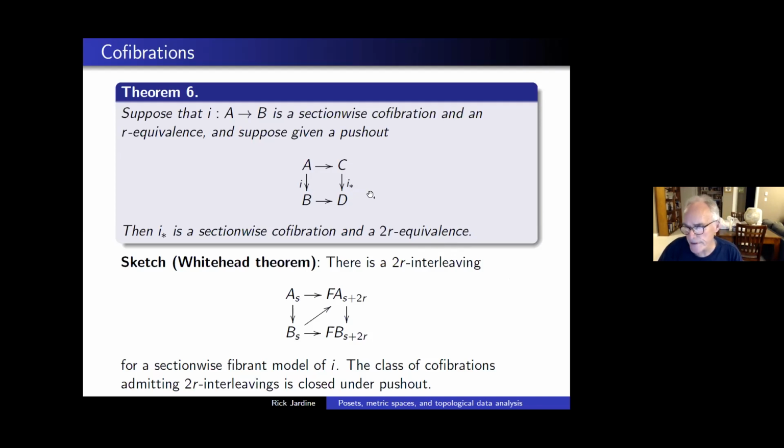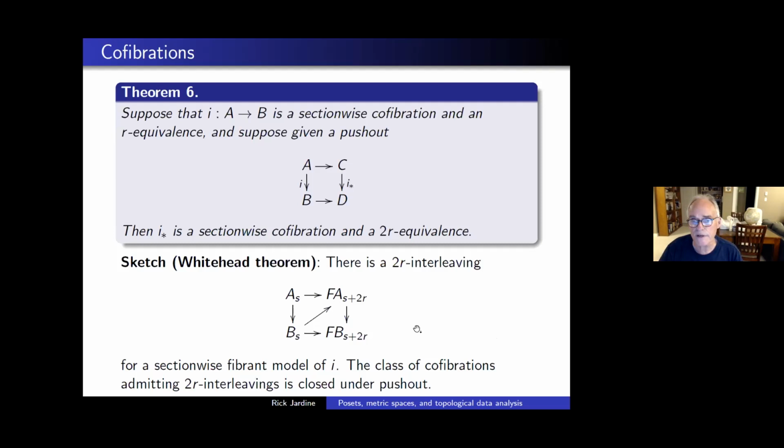That's actually a fairly tricky theorem. It involves a calculus of fibrations, which you have to work at a bit to get. The proof involves first proving something that looks like a Whitehead theorem in this context, namely that if you have a cofibration which is an R equivalence, then you construct a fibrant model of it in the section-wise fibrant model, and you can show that there's an R, 2R interleaving like that once you've taken care of being careful with fibrations. So that's what I mean by Whitehead theorem.